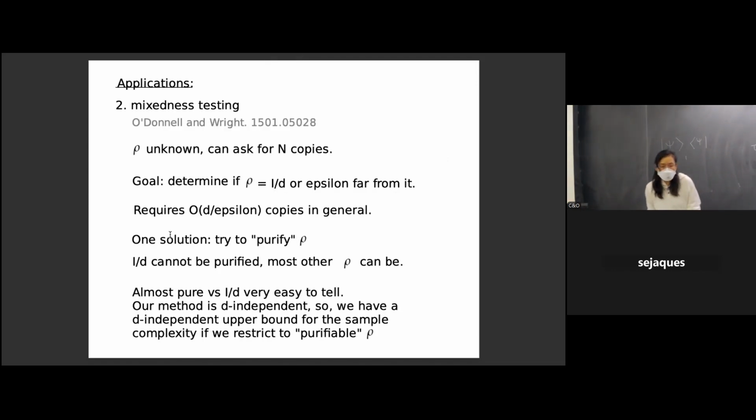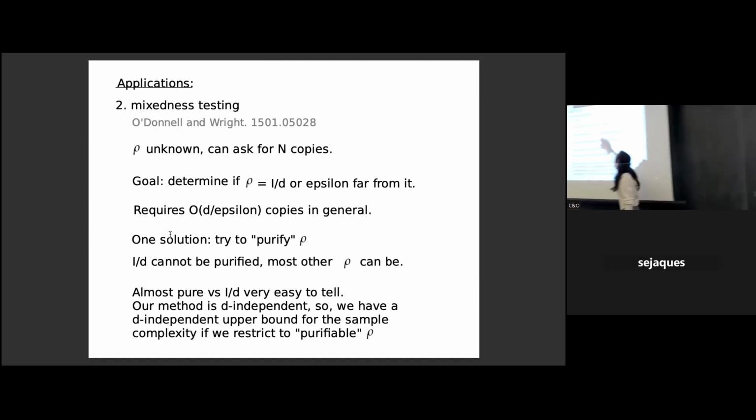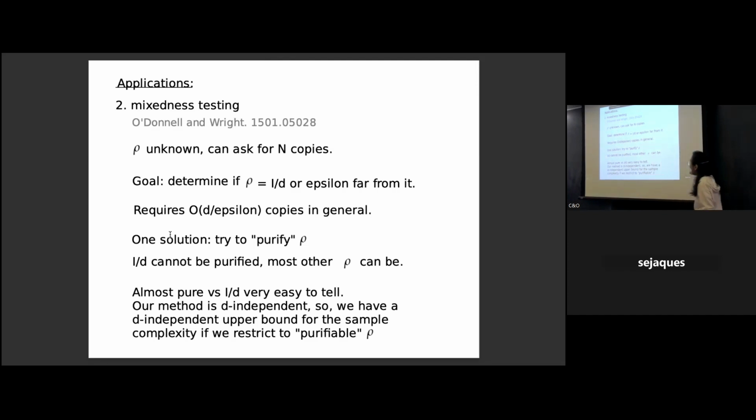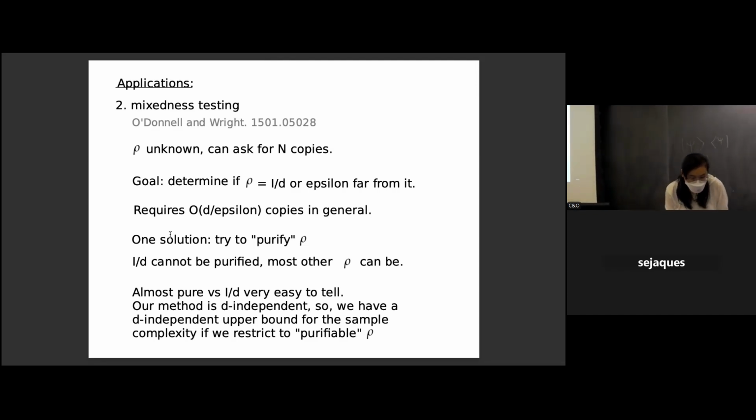There is a second application that I found recently because I wanted to compare our method with tomography. And so I looked at John Wright's thesis. There is a problem that is called mixedness testing. The game is that there is an unknown state rho, and you can ask for n copies. The goal is to determine whether rho is the maximally mixed state given by I over d, or it is epsilon far from it in trace distance. He showed that it required d over epsilon samples in general. If rho, we have no promise on rho.